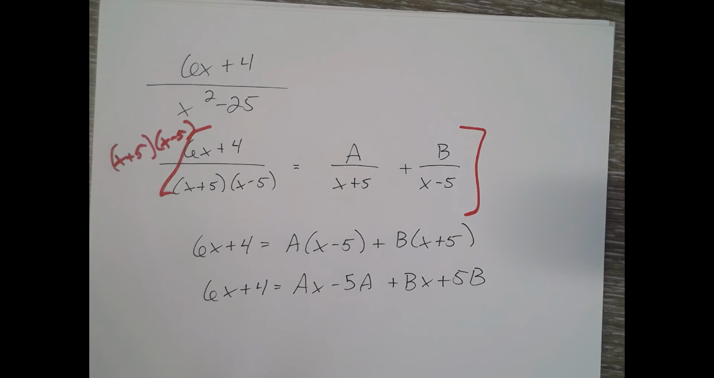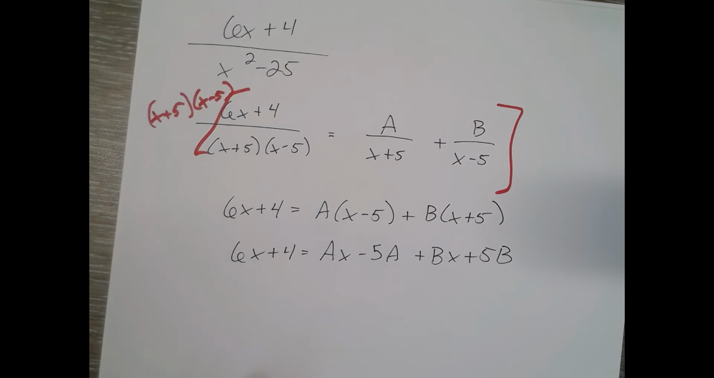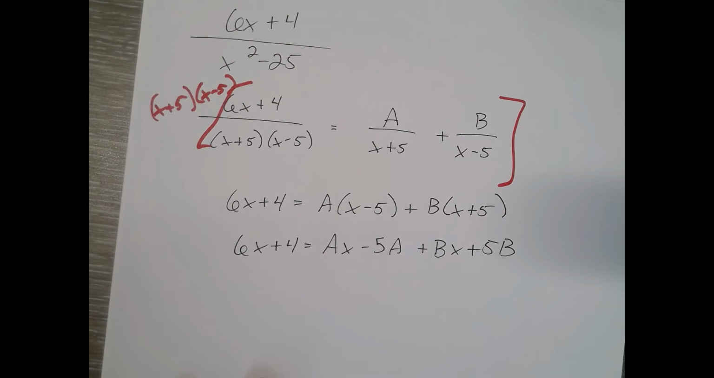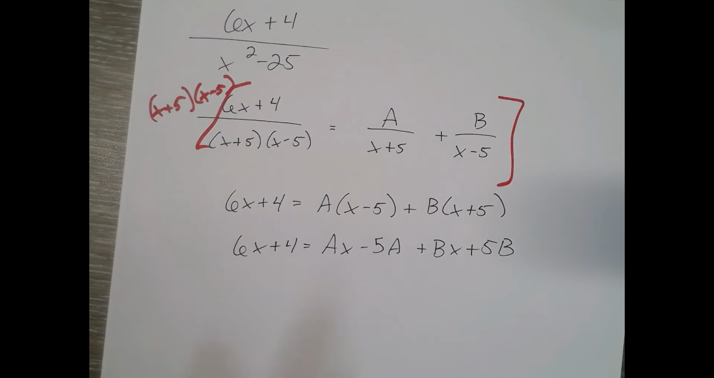Here's an update of how I've done. Hopefully you're still on track. Multiply both sides by our denominator. Now you're going to have to set up a system of equations, one equation for the x's and one equation for the numbers.